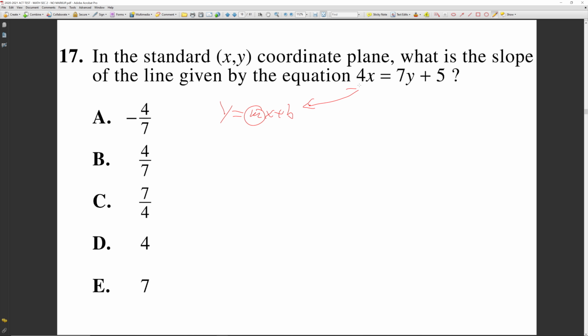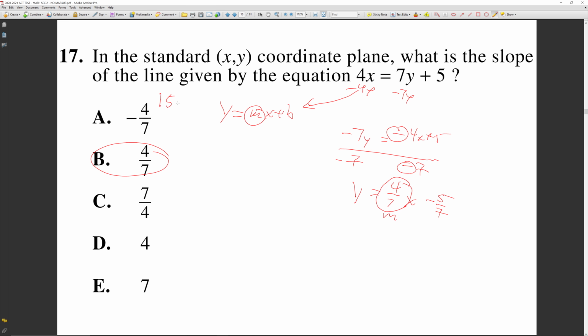So we move 4x to the other side and move 7y to, so basically you switch places. So you have minus 7y is equal to minus 4x plus 5. Then you take both sides and divide by minus 7. Y is equal to, well, this is a minus and that's a minus, becomes plus, so 4 over 7x plus, or actually it becomes minus 5 over 7. But this is not important. What's really important is this value here because this is your slope. So we look for the right answer. The answer is B. In reality, this is a 15-second problem.